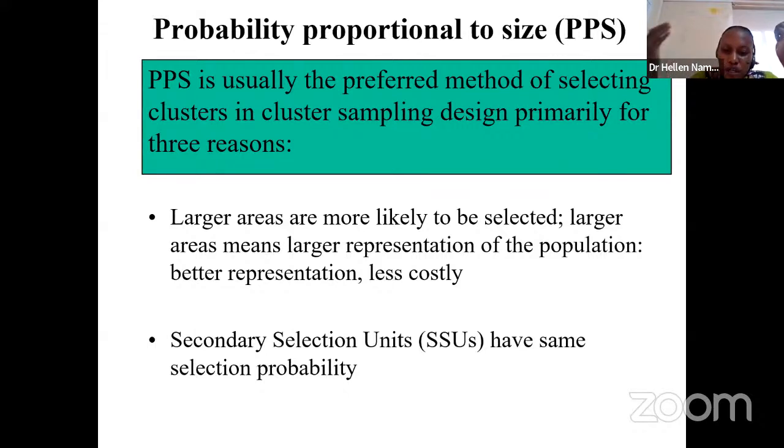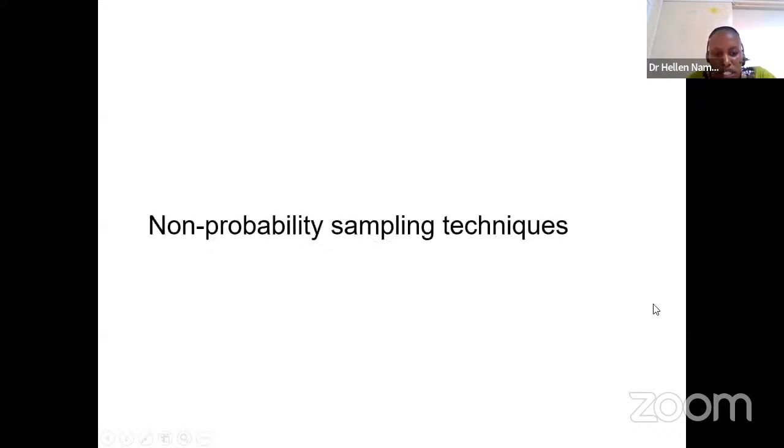And when it comes to a large representation, basing on that, cost-wise it will be less costly than picking few elements in a large population and then moving on to another one. And also, the other thing is that the secondary selection units have the same selection probability. So it doesn't matter which one you're going to select.